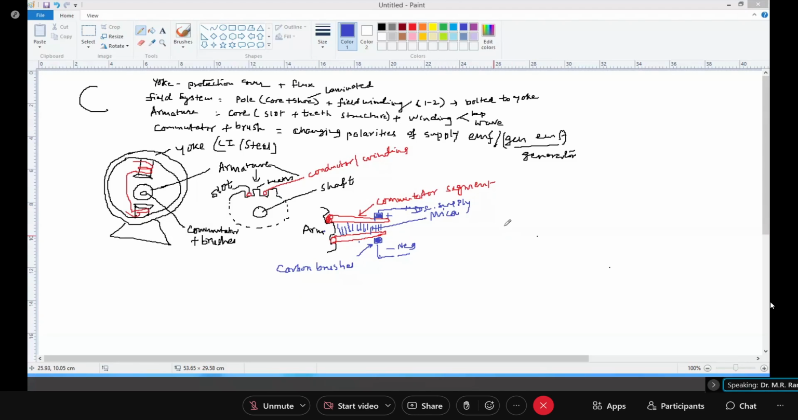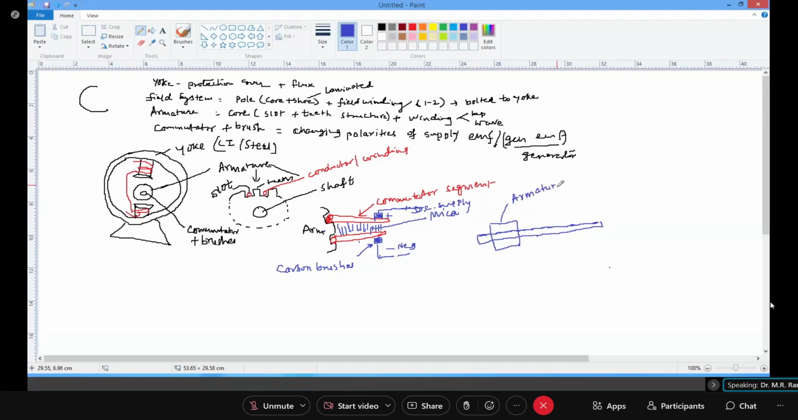Okay, so basically it would be appearing like this. This is my armature. This is the shaft. You know the shaft, it's normally a circular rod, and this is the shaft which will be passing through this. So this is my armature.